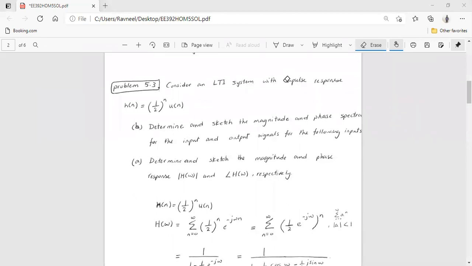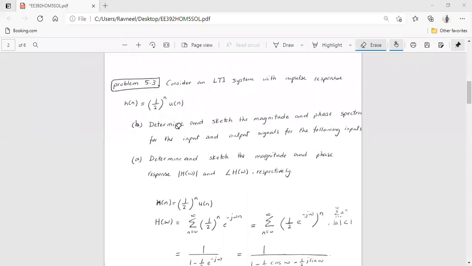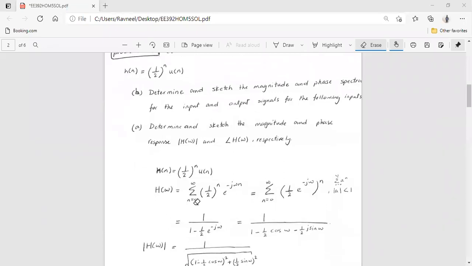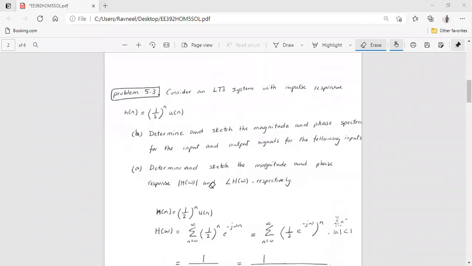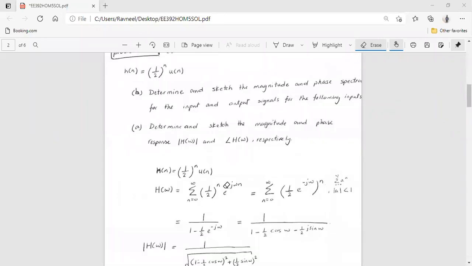Okay. So in order to determine H of omega, we can again use the Fourier transform property rather than evaluating the whole thing. In this particular case, we know that the Fourier transform exists for half to the power of n u of n, right? So that will be in this particular form. We have already found that in question 5.1b, so we can use the same property over here as well.